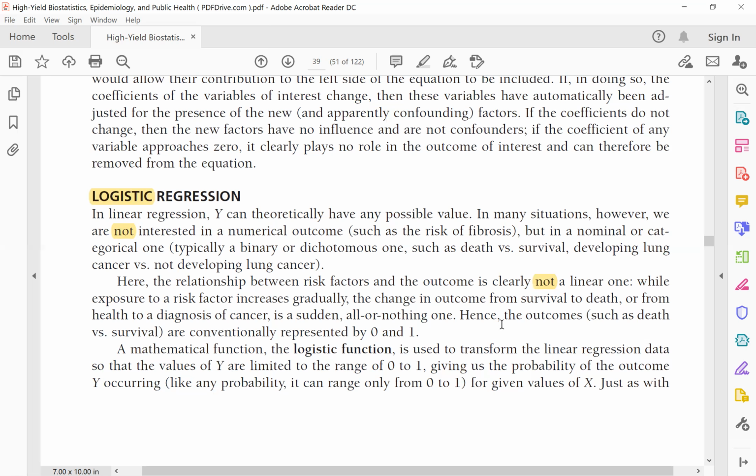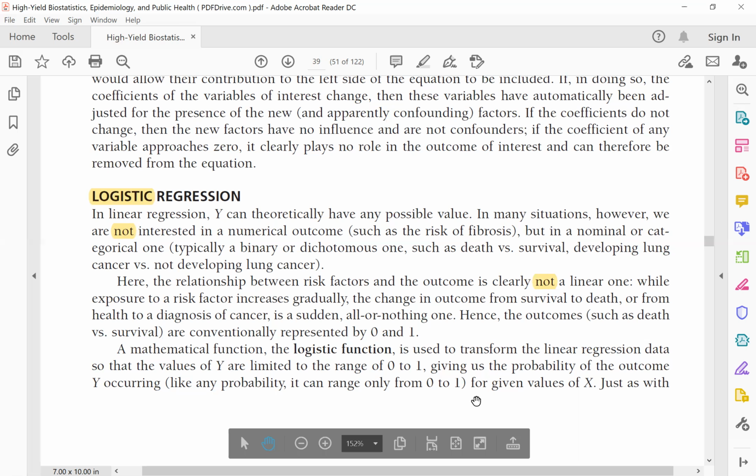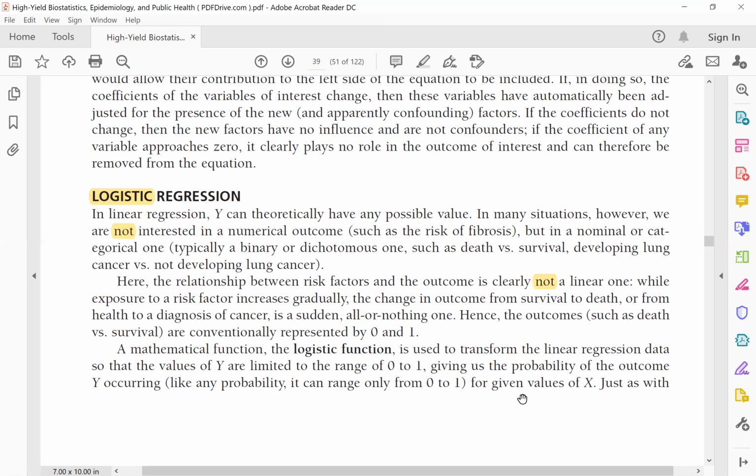Hence, outcomes such as death versus survival are conventionally represented by 0 and 1. A mathematical function, the logistic function, is used to transform the linear regression data so that the values of y, the dependent variable, are limited to the range of 0 to 1, giving us the probability of the outcome y occurring. Like any probability, it can range from 0 to 1 for given values of x, your independent variable.